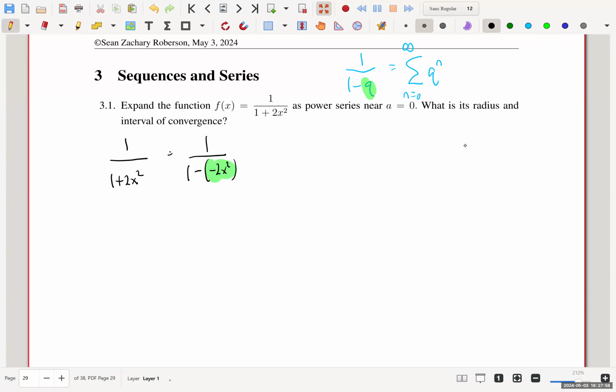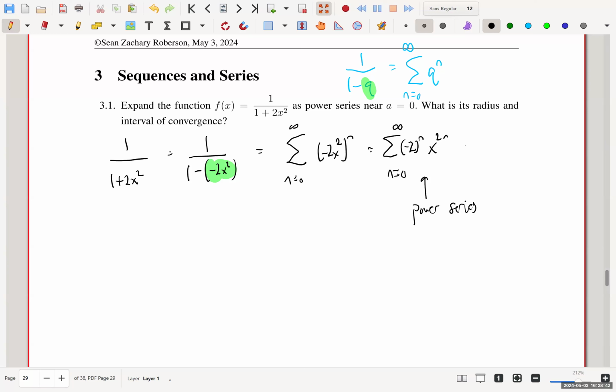And so we expand. We use the result from before: minus 2x squared to the n. I can shuffle some things around. I'll have x to the 2n, because a power to a power makes it a superpower, and then I have negative 2 to the n. That's my power series.